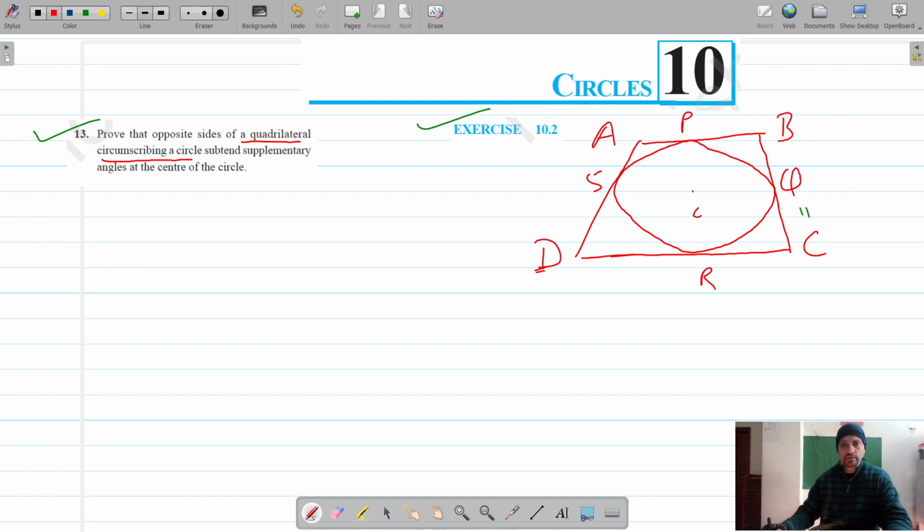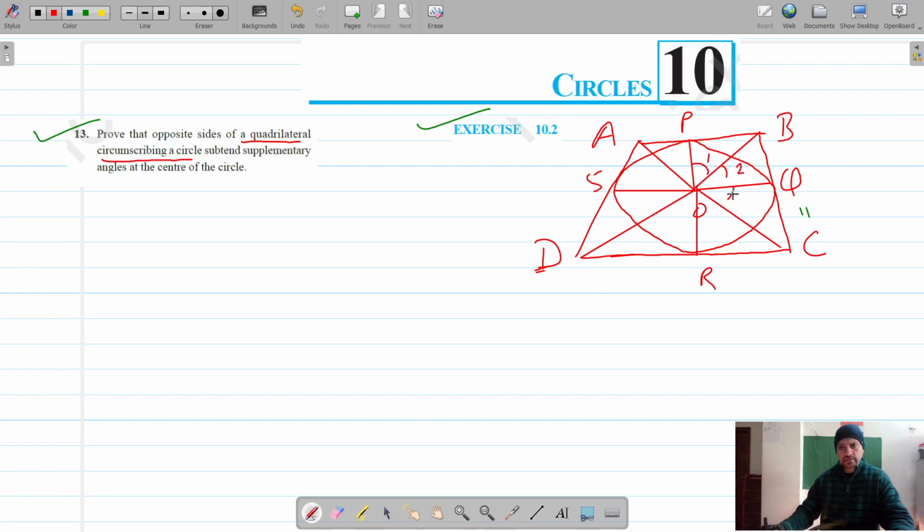Let's say O is the center. And let me join these with O, Q. Let me just join all the points of contact and the vertices of the quadrilateral with the center of the circle. Okay, so I'm going to label these angles.